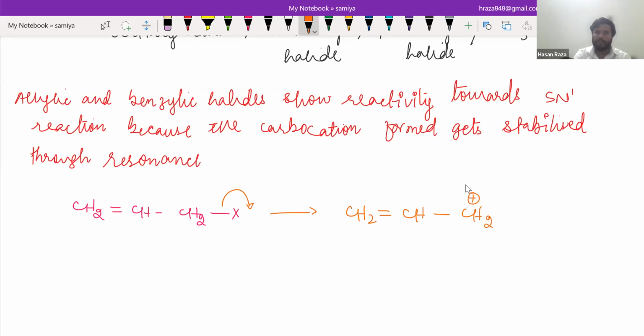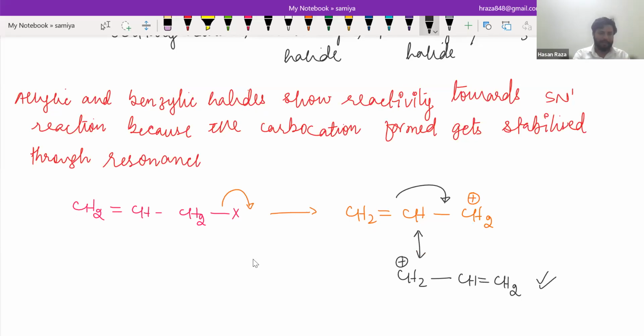There will be conjugation of the alkene pi bond and the carbocation. So there will be resonance, and due to this resonance, it will be more stable. Are you getting my point? That's why it shows high reactivity towards SN1, allylic.